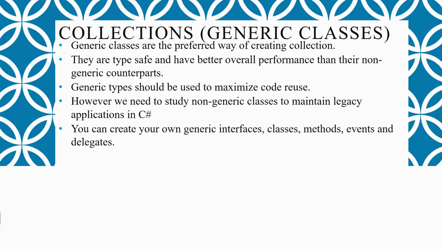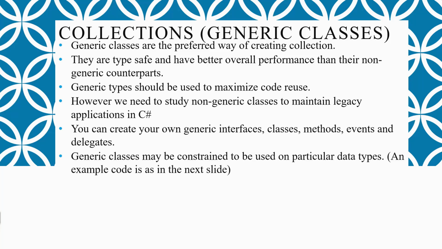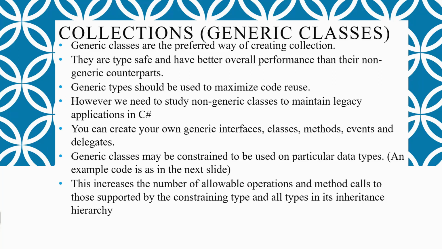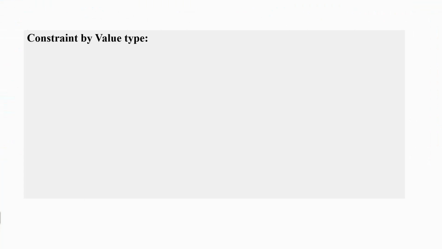You can create your own generic interfaces, classes, methods, events, and delegates. Generic classes may be constrained to be used on a particular data type. An example code is in the next slide. Okay, and this increases the number of allowable operations and method calls to those supported by the constraining type. We'll see what the constraining type is. Okay, now constraint by value type.